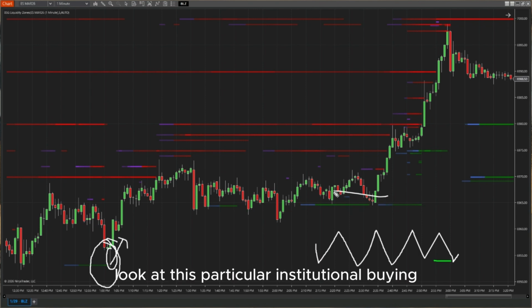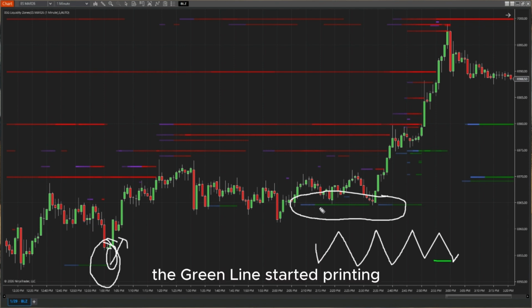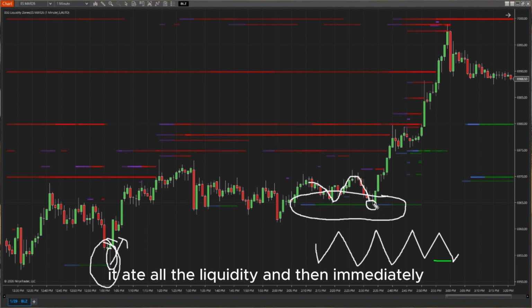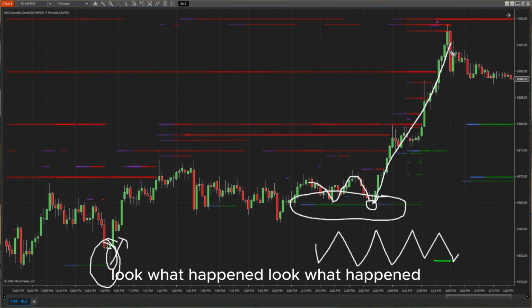Look at this particular institutional buying. The green line started printing. The price came. It didn't even touch it. It came very close and bounced. But the next time it took the liquidity. It ate all the liquidity and then immediately, it didn't even go much below. See that it immediately rejected. Look what happened.